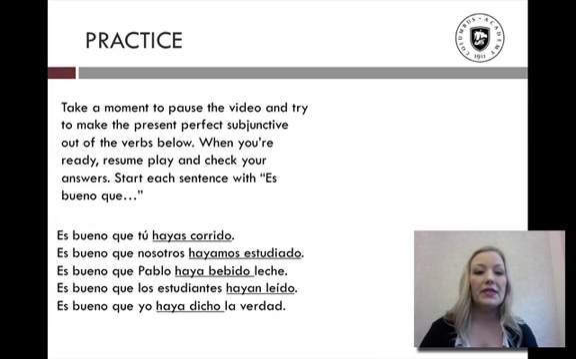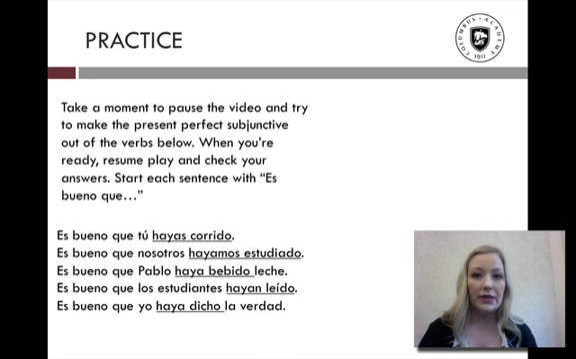So the first sentence, es bueno que tú hayas corrido. Es bueno que nosotros hayamos estudiado. Es bueno que Pablo haya bebido leche. Es bueno que los estudiantes hayan leído. And notice how I've accented the i to separate those vowels since we have two in a row. Y finalmente, es bueno que yo haya dicho la verdad. And dicho is one of our irregulars from decir.